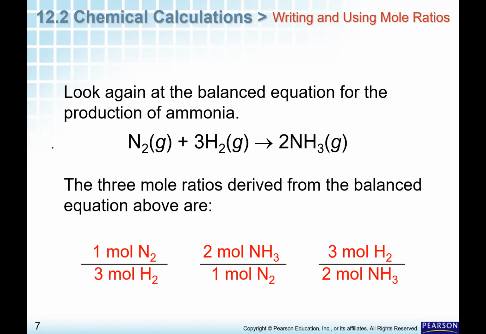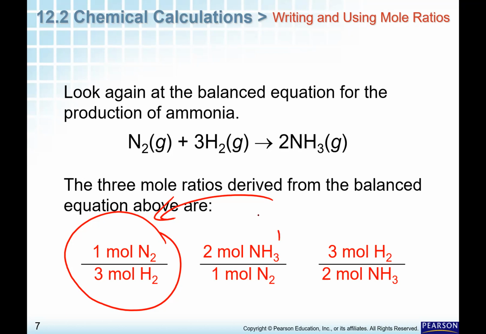From this equation, you can derive 3 conversion factors, and that is just a mole ratio between the reactants themselves and between the reactants and the products. For example, the first one here is the mole ratio between nitrogen and hydrogen. They are 1 to 3. So that's the meaning of it: for each 1 mole of nitrogen, you need 3 moles of hydrogen to react with it.